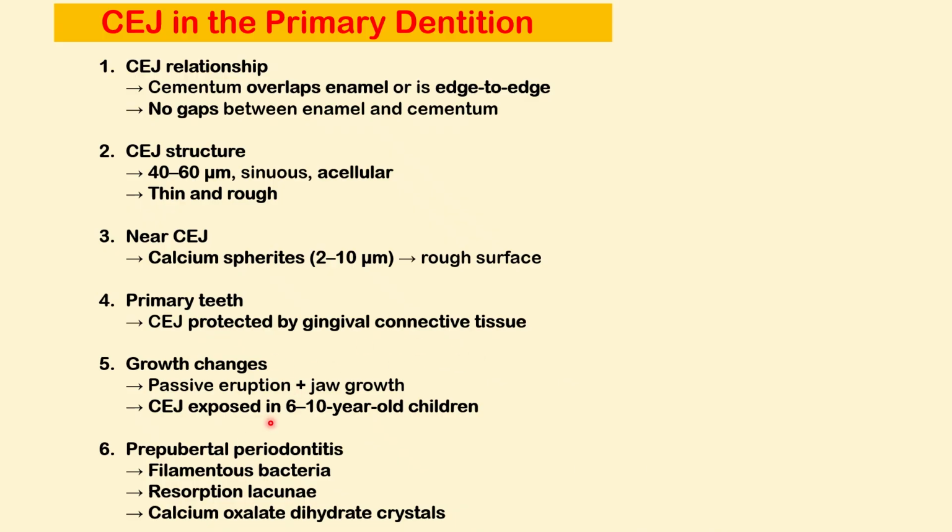During the passive eruption in the growth of the jaw, there is exposure of the cementoenamel junction in 6 to 10-year-old children. During prepubertal periodontitis, we can see the presence of filamentous bacteria, resorption lacunae and calcium oxalate dihydrate crystals.